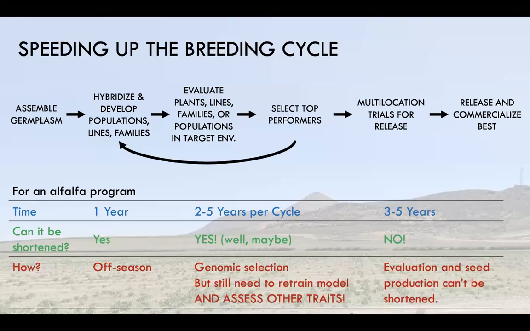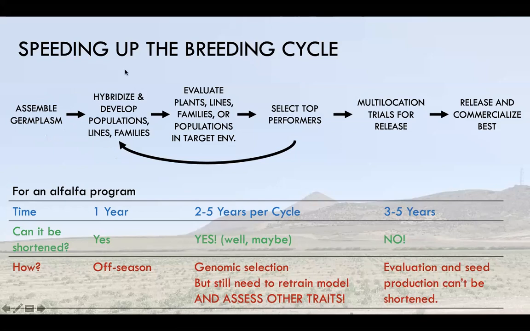Nevertheless, anything we can do to speed up the cycle is something that we want to do. And so here, just showing again the breeding pipeline. And then for an alfalfa program, what can we do to speed things up? Well, we can't really do anything about assembling germplasm, although there may be some issues there, of course, with import permits, that kind of stuff. But that's going to always be the case.